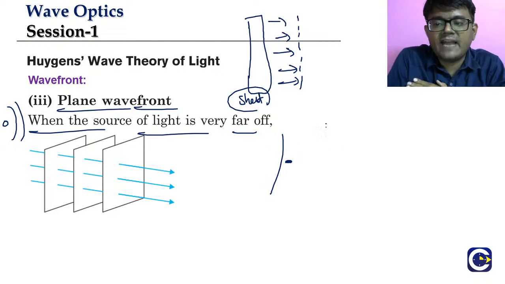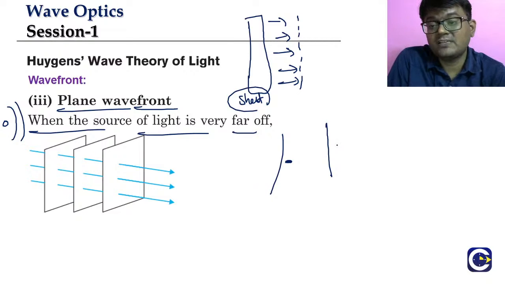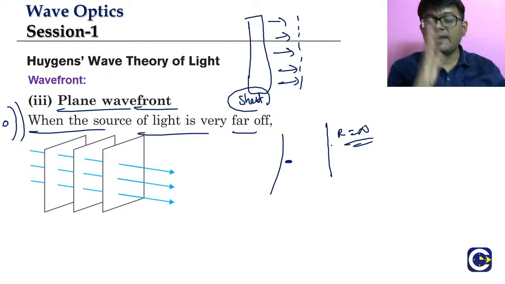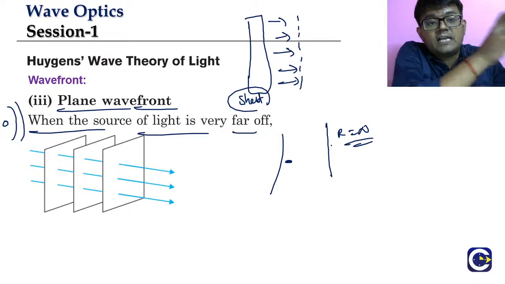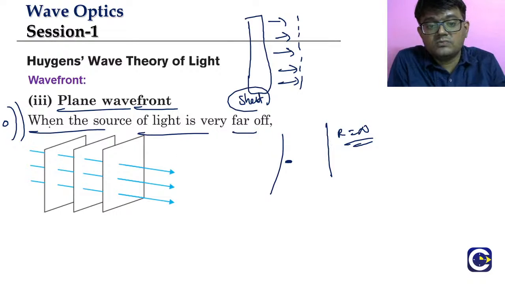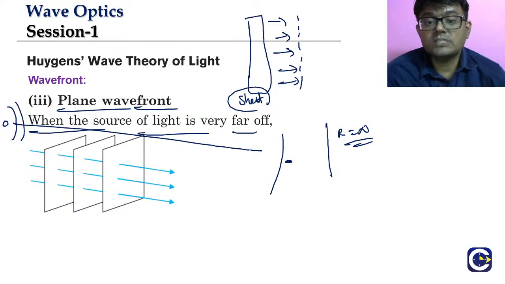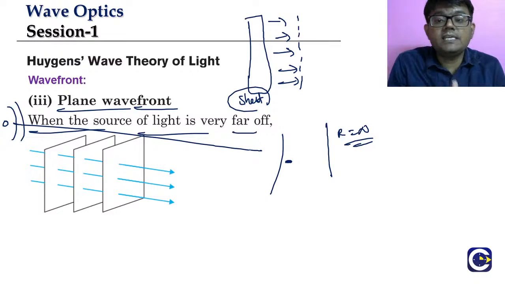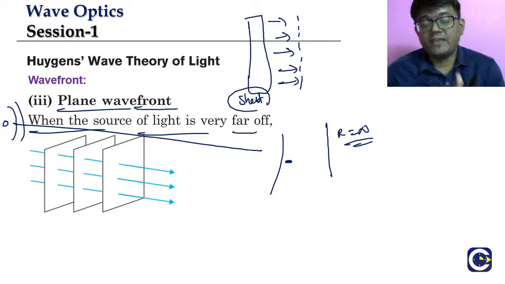Remember this idea we talked about in ray optics also. What is a flat surface? One whose radius of curvature is infinity. If you have a wavefront that is starting from infinity, what will be the radius value? It is going to be very, very large, right? So when you have a point source which is very far off, we can see the wavefront like a plane wavefront.